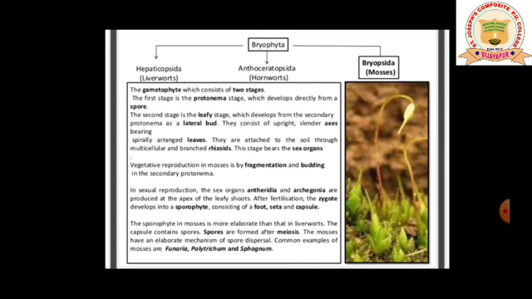The gametophyte consists of two stages. The first stage is the protonema stage, which develops directly from a spore. The second stage is the leafy stage, which develops from the secondary protonema as a lateral bud. They consist of an upright cylindrical axis bearing spirally arranged leaves, a very important character for the bryophytes. They are attached to the soil through multicellular and branched rhizoids. The stage bears a sex organ.